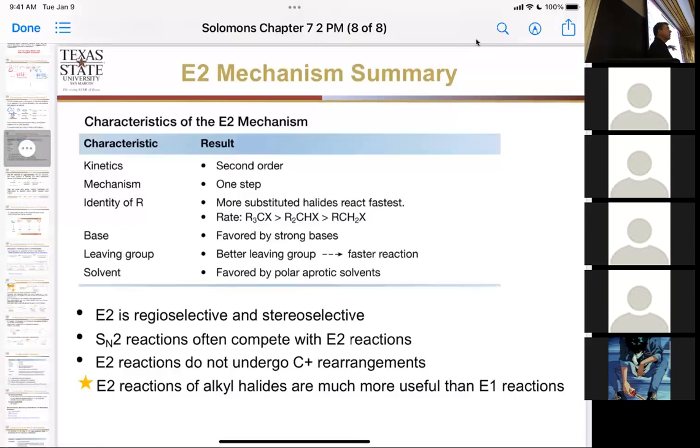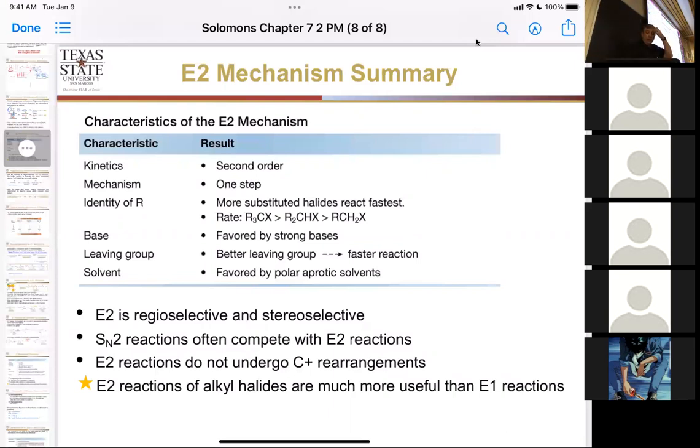And stereoselective, by having your hydrogen and your leaving group anti to each other, that tells you which side the groups are going to be on. Okay. And you're always favored, if possible, to have, if you have a choice between the cis and trans isomer, you're going to get the trans isomer because of steric bulk. But if you only have one hydrogen, then you might have to go for the cis isomer because that's the only option you have. Okay.